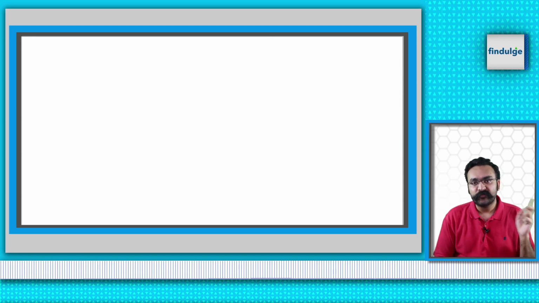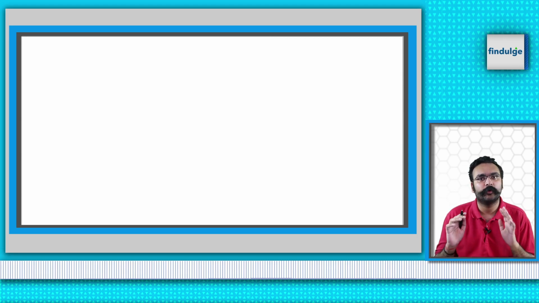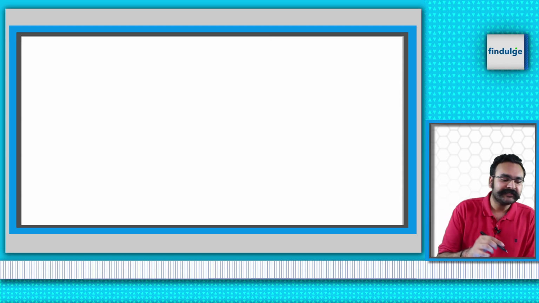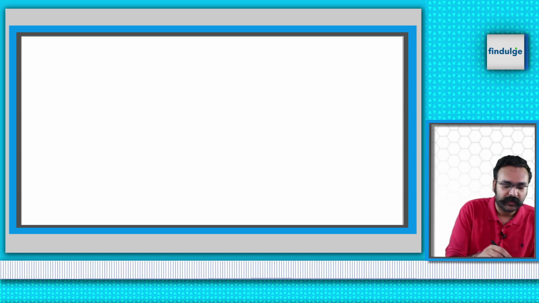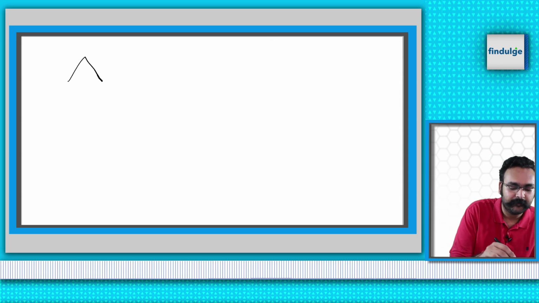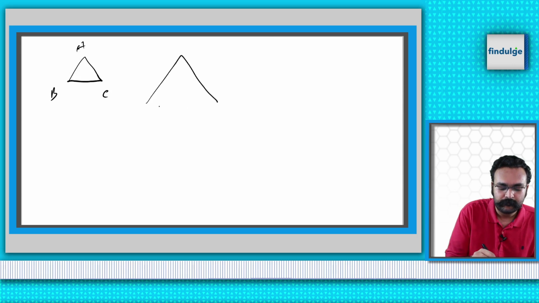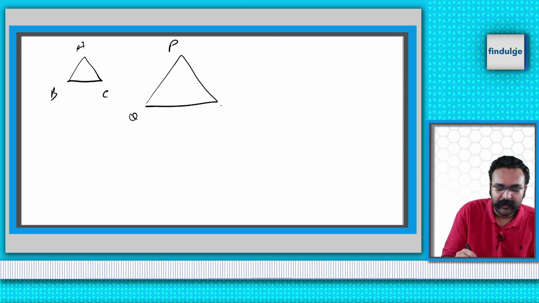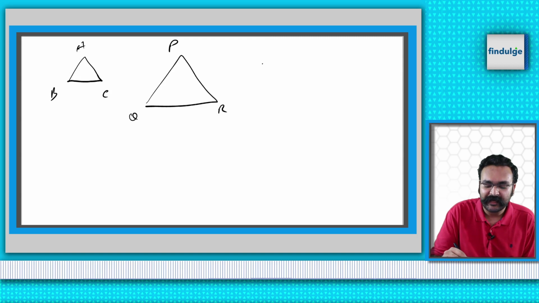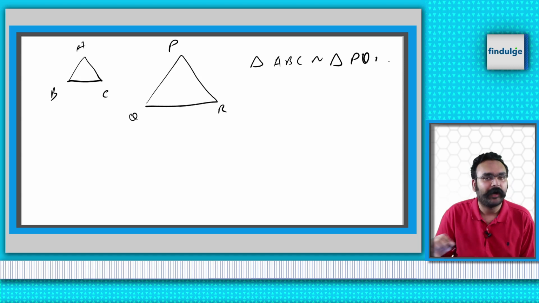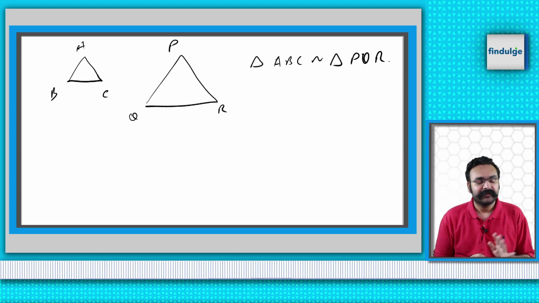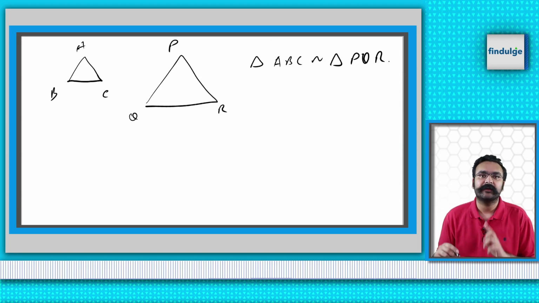In fact, before I tell you what the result is, let's derive it together because that way you will always remember it. So let's say I have two triangles, a triangle ABC and a triangle PQR, and it is given to me that triangle ABC is similar to triangle PQR. And I am asked to find the ratio of the areas of triangle ABC and triangle PQR.